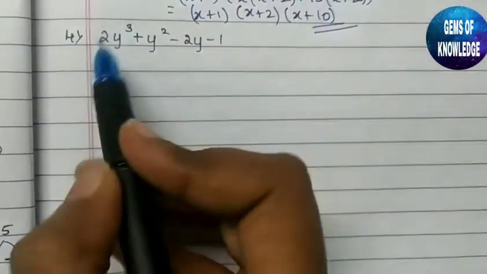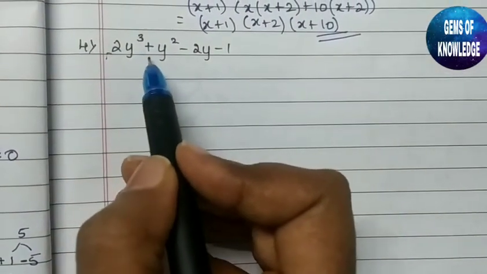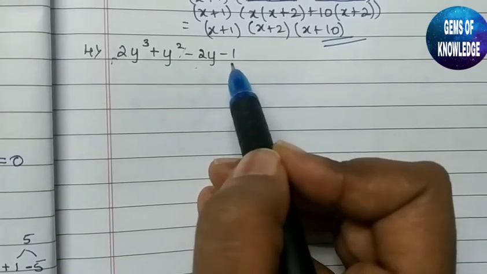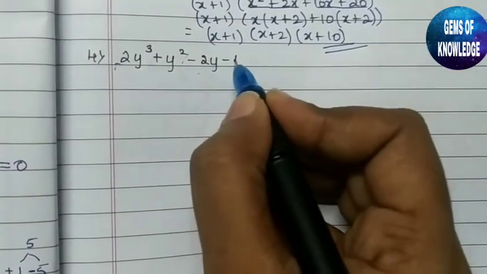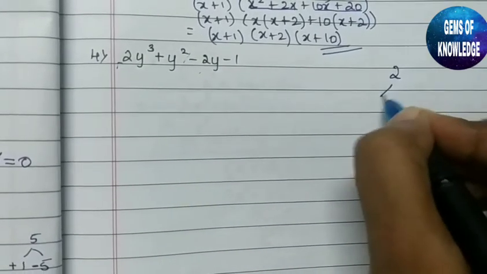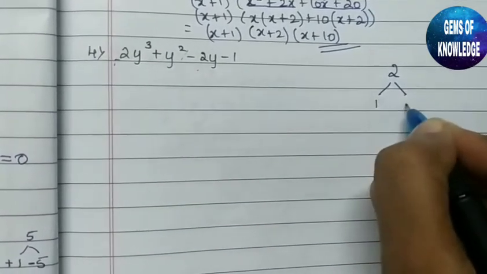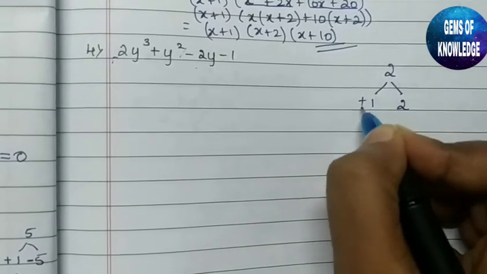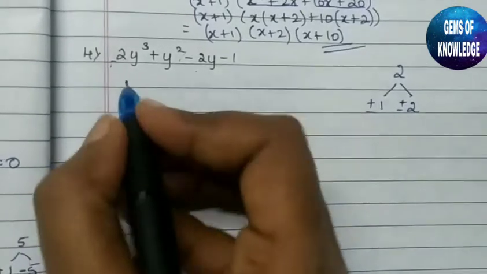So you can see the fourth question over here, 2y cube plus y square minus y minus 1. So you need to multiply this one with 2 so that you are getting 2, and the factors over here are 1 into 2. So plus and minus, here also plus and minus.